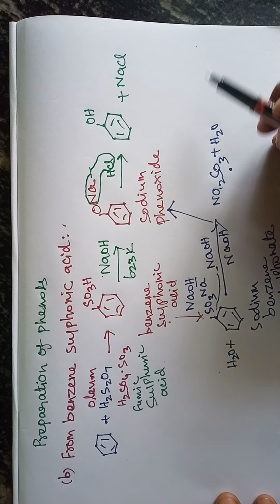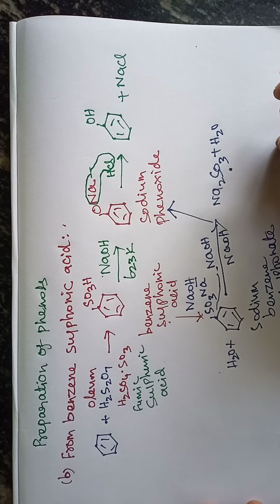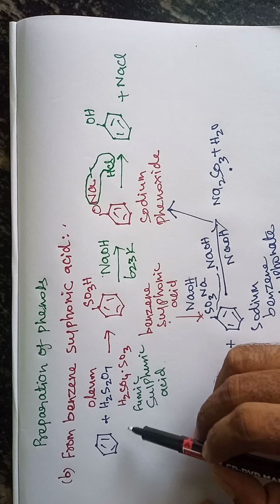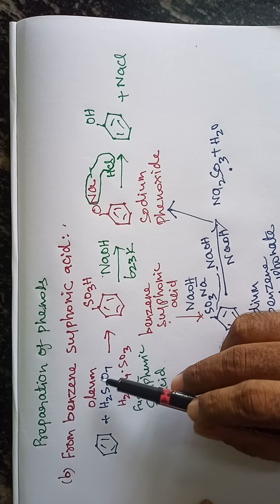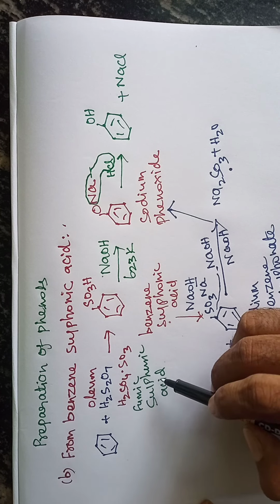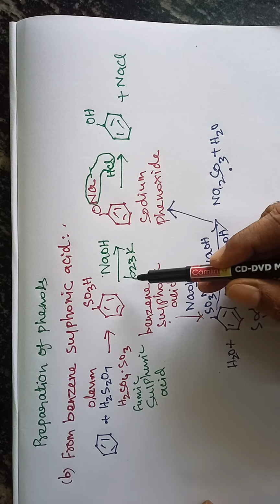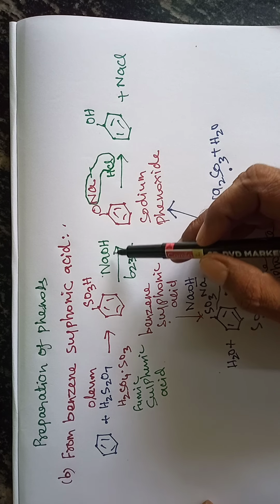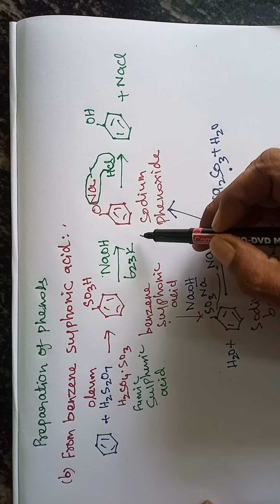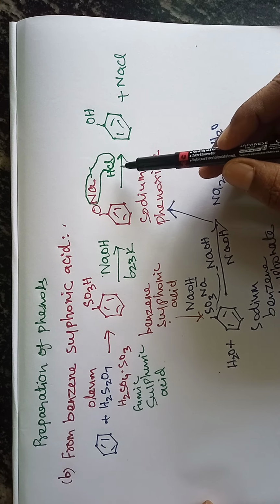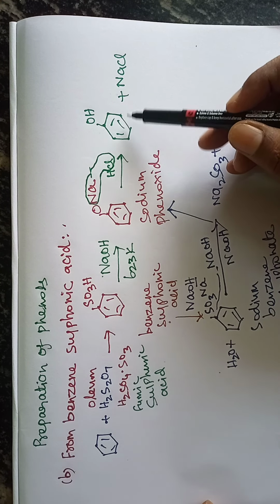So from benzene sulfonic acid, phenol can be prepared. In this method, benzene is treated with oleum, or fuming sulfuric acid. It gives benzene sulfonic acid. This benzene sulfonic acid heated with molten sodium hydroxide at 623 Kelvin temperature gives sodium phenoxide. This sodium phenoxide on acidification gives phenol and sodium chloride.